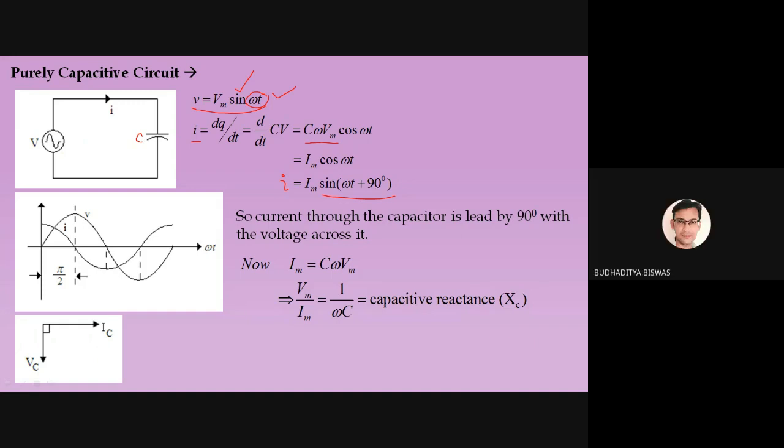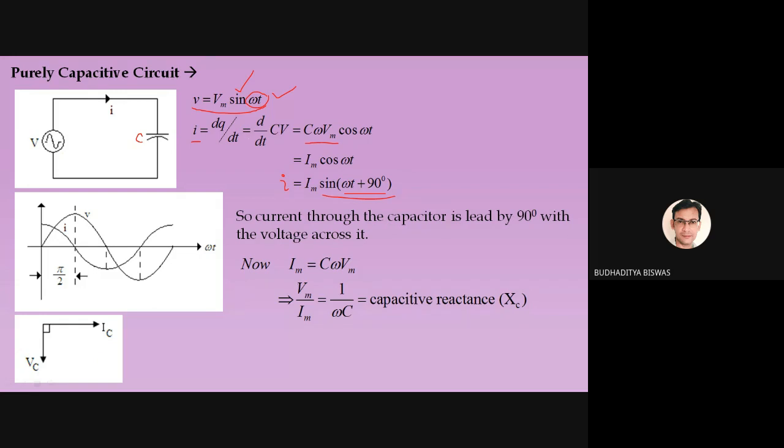What is the phase of the current through the capacitor? It's omega t plus 90 degrees. So that means we can say that the current through the capacitor leads the voltage across the capacitor by an angle of 90 degrees. Because plus means leading and 90 degrees is the phase angle. So the current through the capacitor leads the voltage across it by 90 degrees.